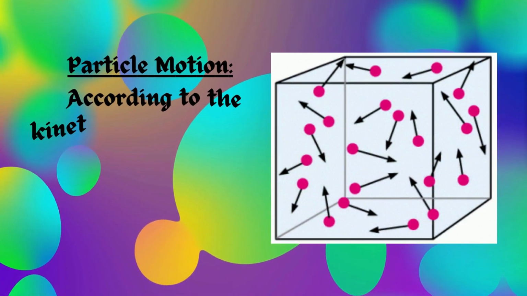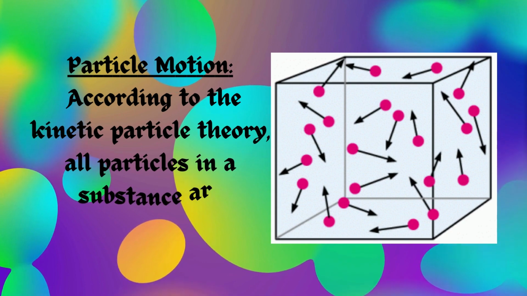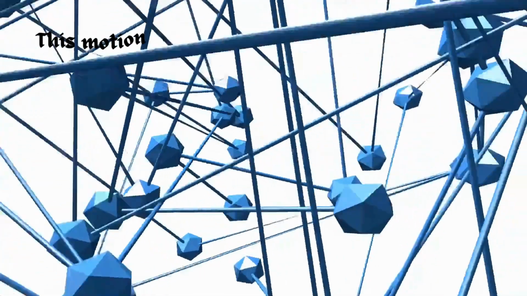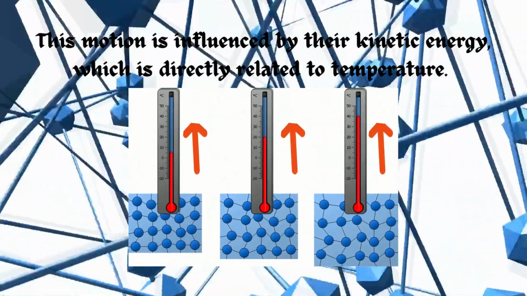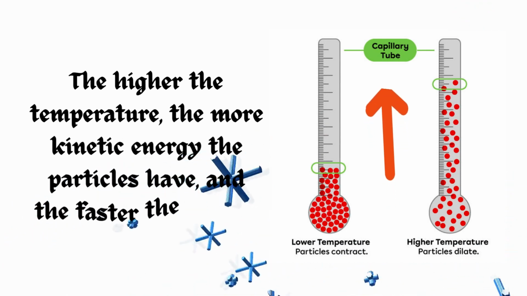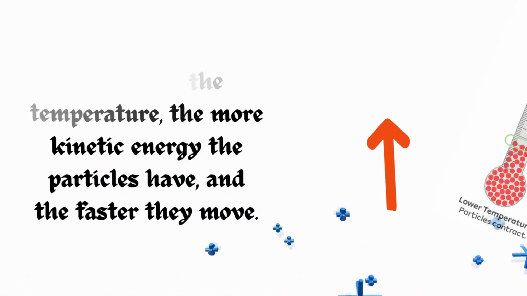Particle motion. We know that according to the kinetic particle theory, all particles in a substance are constantly moving. This motion is influenced by their kinetic energy, which is directly related to temperature. The higher the temperature, the more kinetic energy the particles have, and the faster they move.